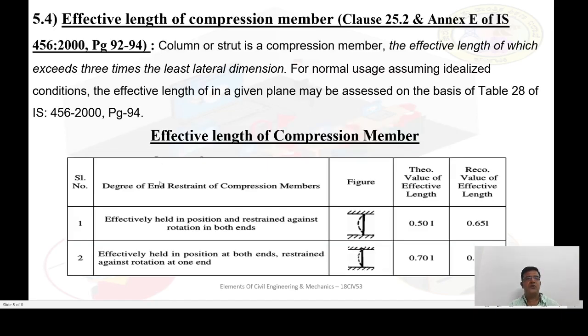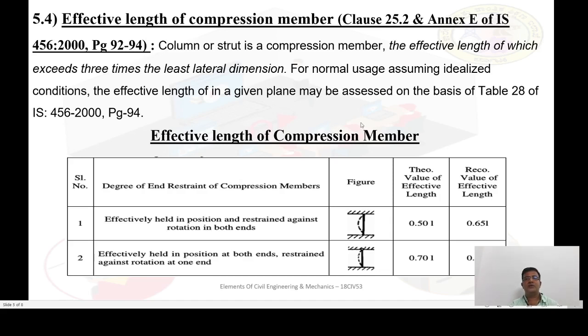Next, we are going to discuss the effective length of a compression member. As per IS 456:2000 clause 25.2 and Annex E of IS 456, it is clearly mentioned that the effective length of a compression member can be as follows. A column or strut is a compression member, the effective length of which exceeds 3 times the least lateral dimension.